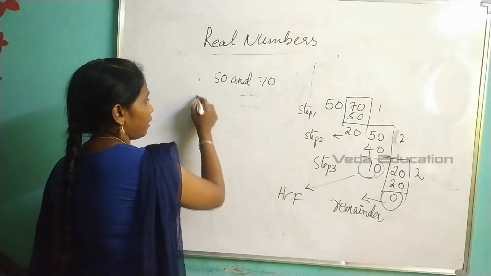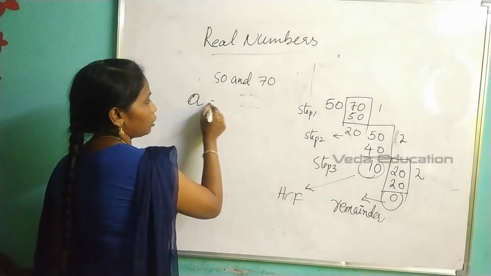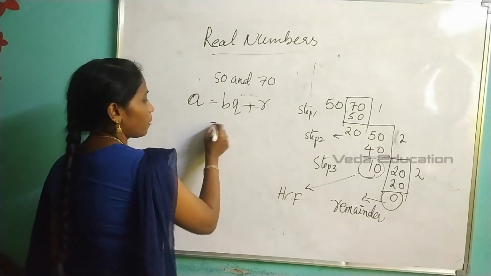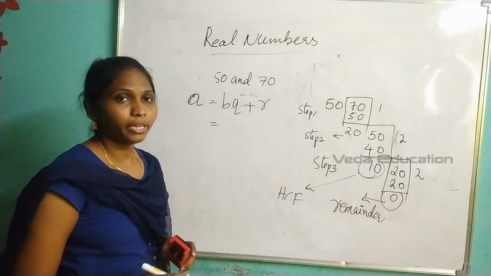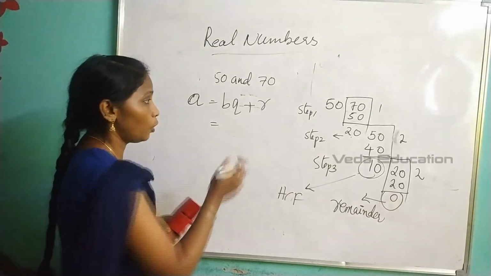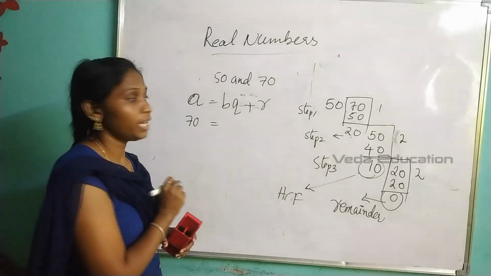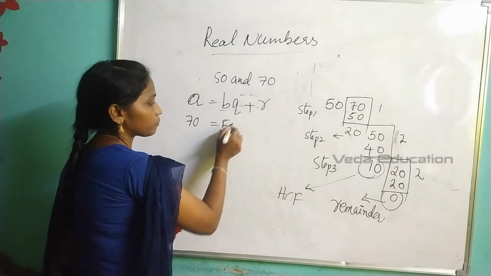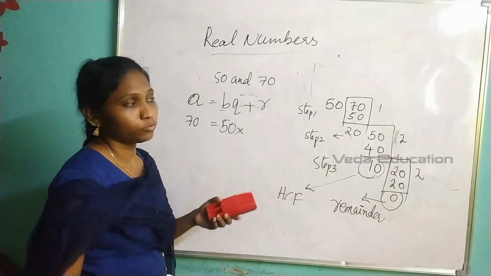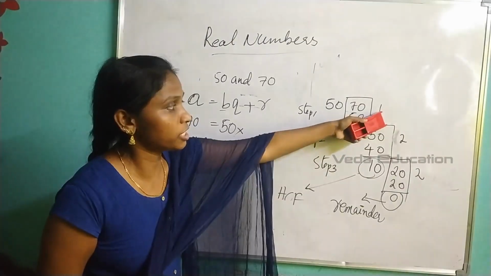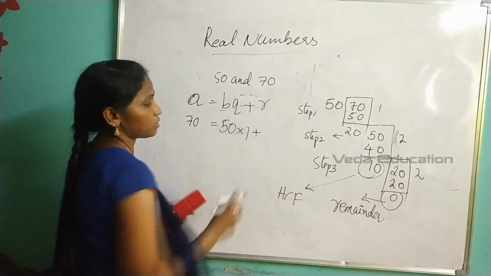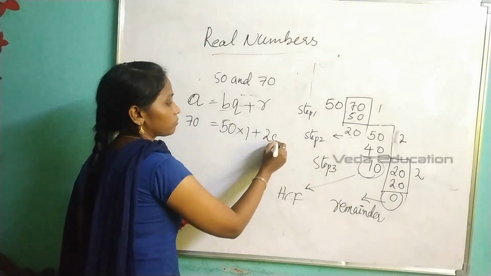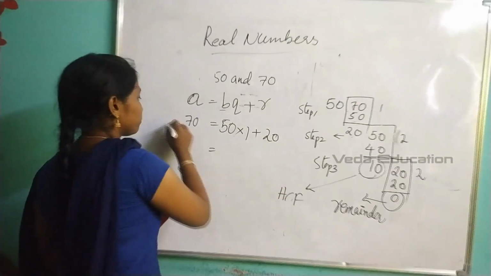See, here A, what is our formula? A equal to B q plus r. So what is meant by A? A we consider as dividend. So here dividend is 70. And what is B? Divisor. In this case, what is divisor? 50 into what is q? Which one we got as quotient? First case 1, plus what remainder we got here in first step? 20. This is step 1. Got it?